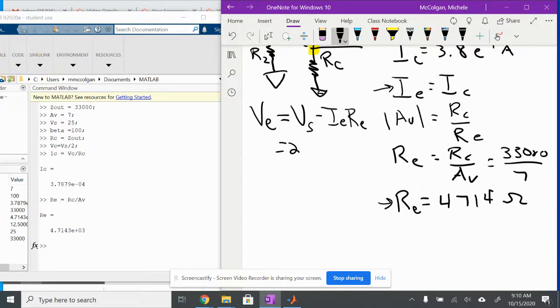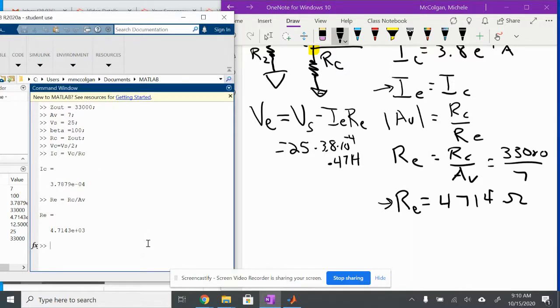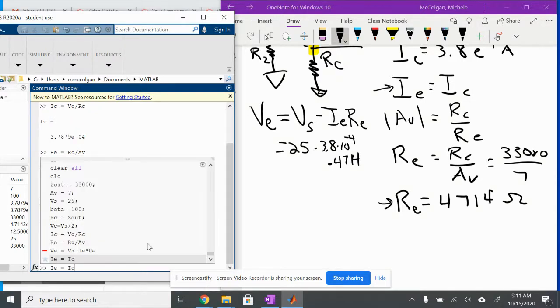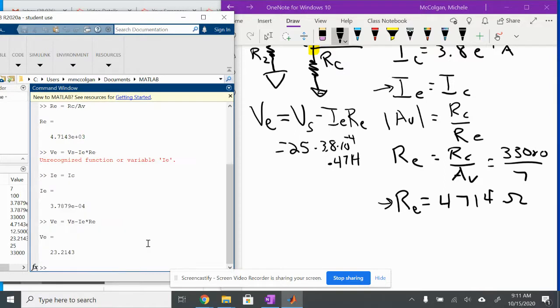And so that's going to be 25 minus 3.8 times 10 to the minus 4, and then times 4714. Okay, and I'm just going to do that in MATLAB. So VE is equal to VS minus IE times RE. And I didn't get IE. Right, okay, so I need to set IE equal to IC, and then I can run it again. So I'm just pushing up arrow, I go up to the past equation, and I get 23 volts. So VE is 23 volts.